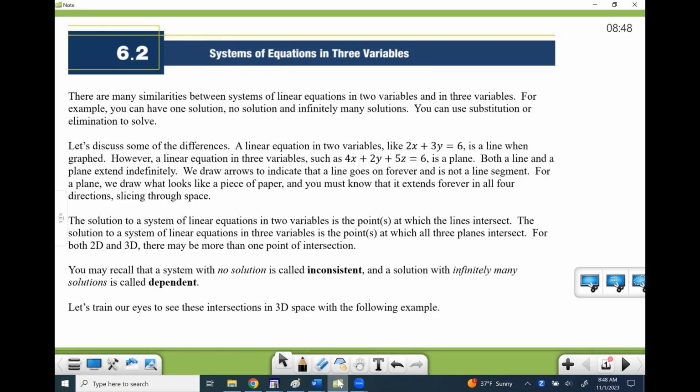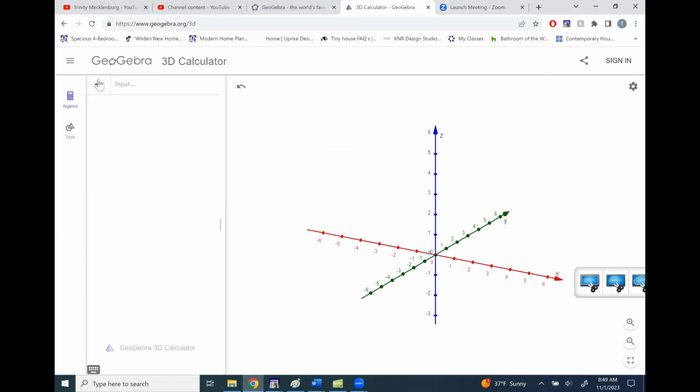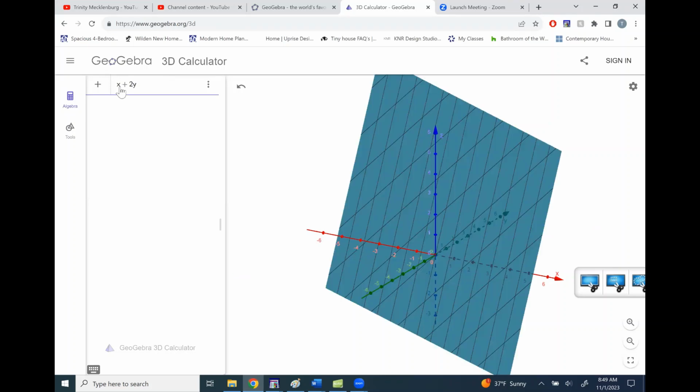A couple things that I want to point out is before we had two variables, and this was a line. Well, now we're going to have an x, y, z. We have three variables, and this is no longer going to be a line. This is going to be a plane. So let me just go plug something like this in here so that you understand what I mean by a plane.